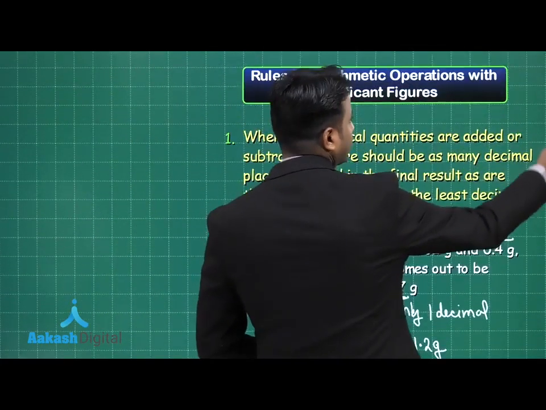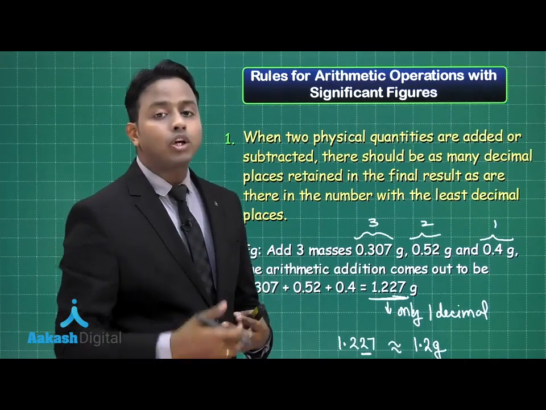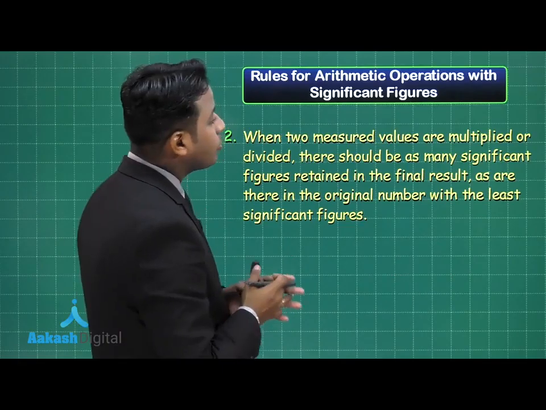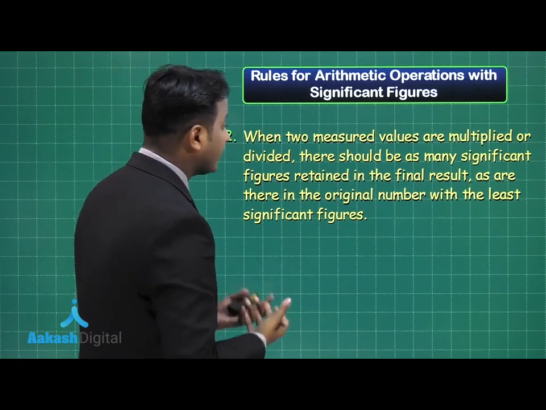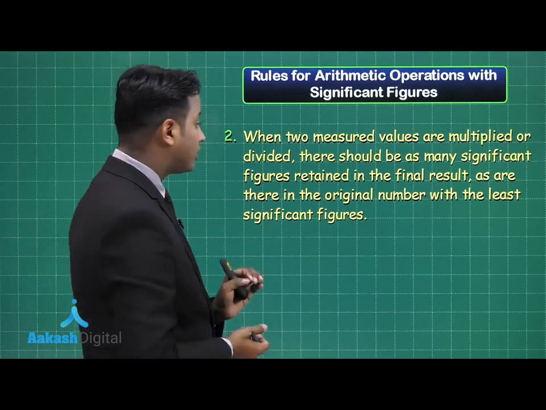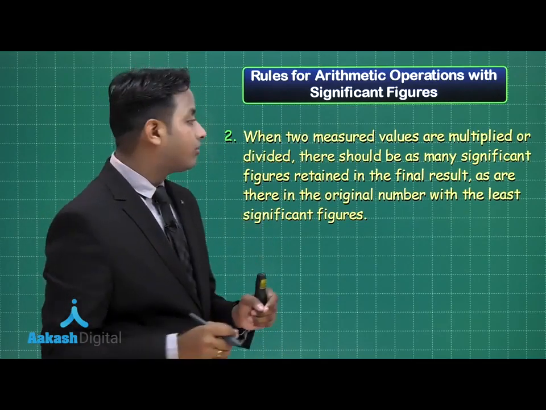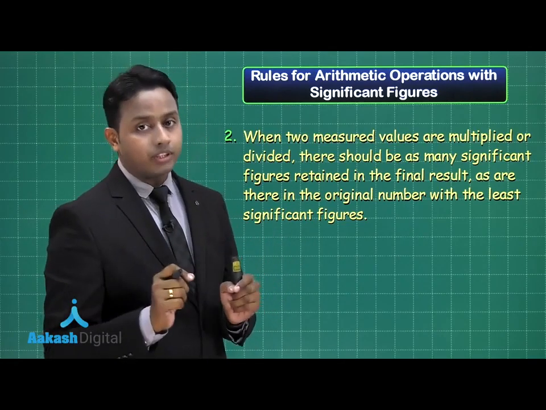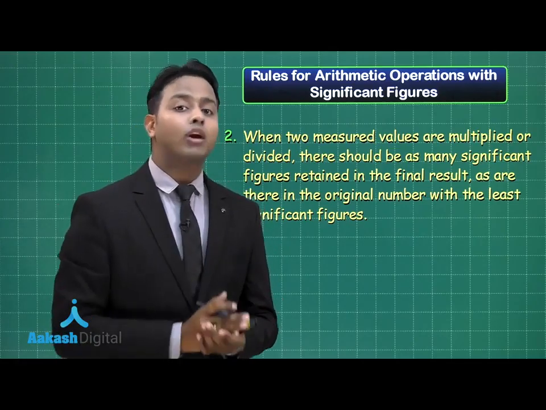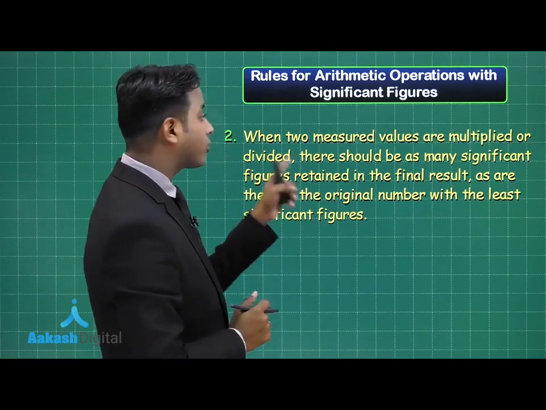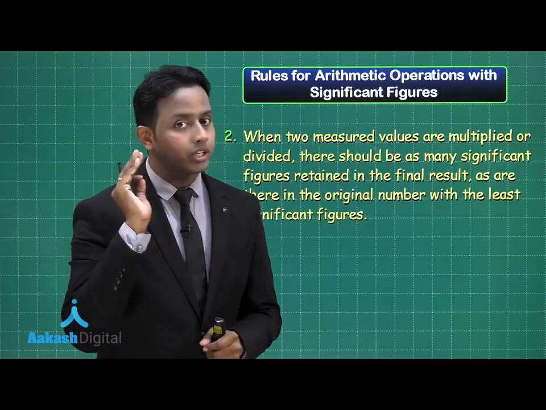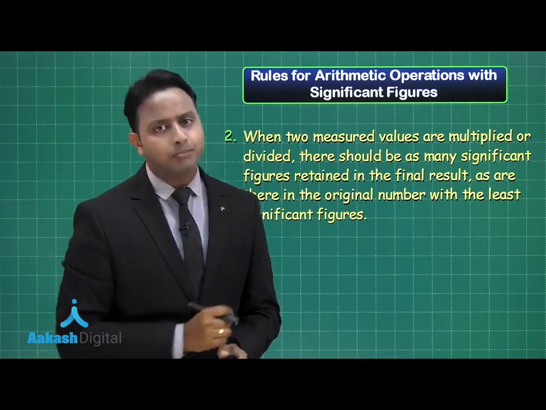Now, what will happen if I am doing the operation of product and division? So in the next rule, what do we have? When 2 measured values are multiplied or divided, there should be as many significant figures retained in the final result as there are in the original number with the least significant figures. So in the case of addition or subtraction, we only see the least number of decimal places. But in case of product and division, we only see the number of significant figures.